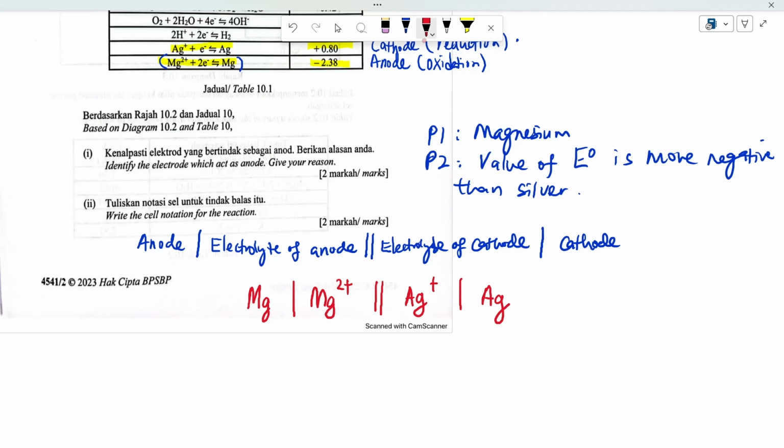Cell notation. You can write the physical state. So far last year it was not required, but we don't know this year. Better you write it. Never mind.